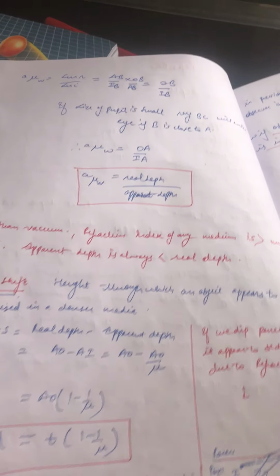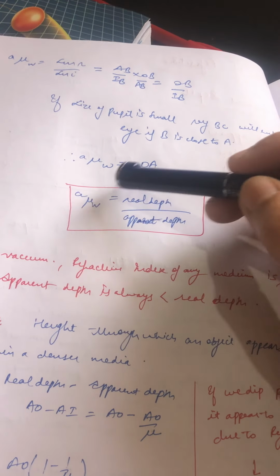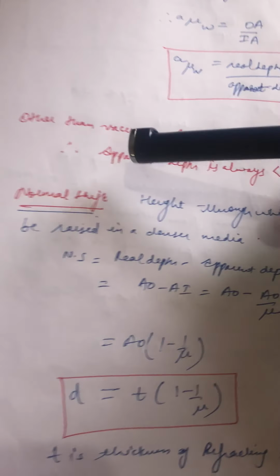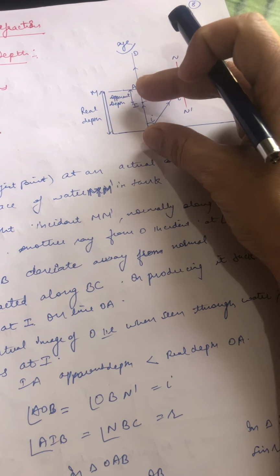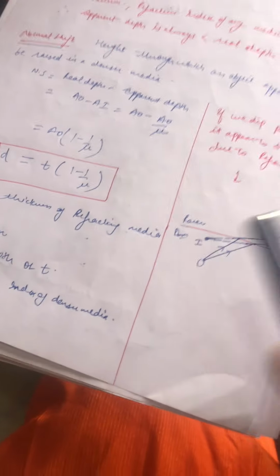So what we have concluded is that the refractive index of the denser medium with respect to the rarer medium is equal to real depth divided by apparent depth. Then they have calculated the normal shift. Normal shift means how much it is raised. It is raised by this distance IO. So this IO is called the normal shift. This you can calculate here. It is again very simple.